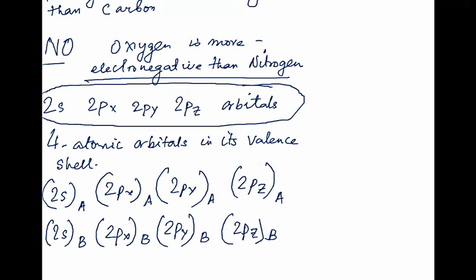So now the overlap will take place between the 4 orbitals of the atom A and the corresponding 4 orbitals of the atom B, and this will give rise to 8 molecular orbitals. So overlap of 4 orbitals from A and 4 orbitals from B will give rise to 8 molecular orbitals, and we can represent the molecular orbitals as such.